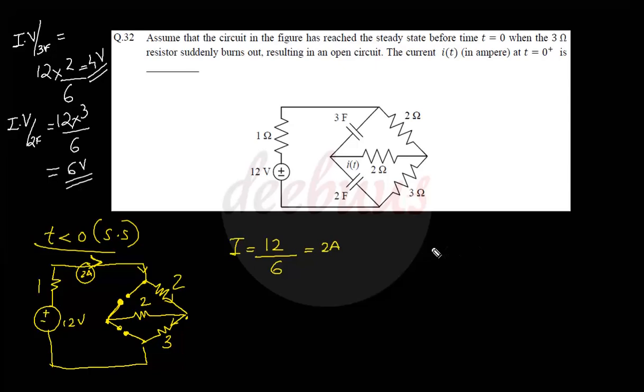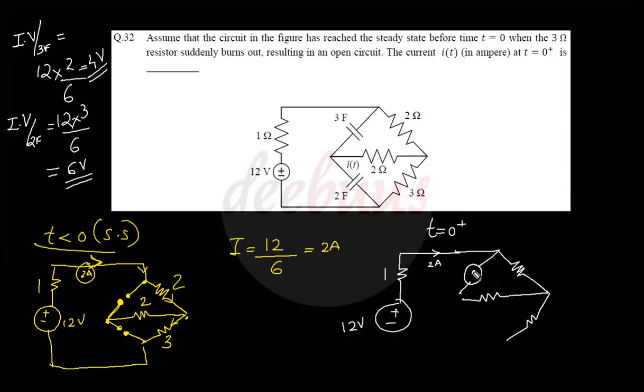Now we can draw the circuit at t equal to 0 plus. So I am drawing the circuit at t equal to 0 plus. A 12 volt source is there. There is a voltage here. Similarly another voltage is also here. Now complete the circuit. We can put the values. This is 2 ohm, this is 2 ohm, this is 3 ohm. This voltage source value is 4 volt. We have evaluated it as 4 volt and this value is 6 volt.